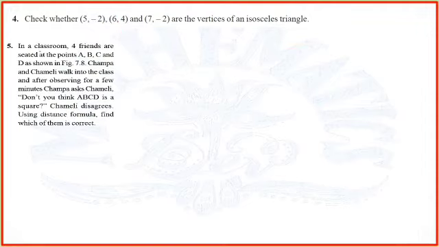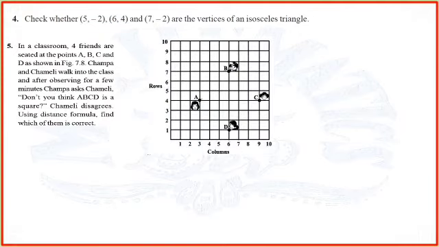Question number 5. In a classroom, 4 friends are seated at the points A, B, C and D. I show you the figure. So friend A is here, friend B is here, friend C is here, and friend D is here. Just check the coordinates: B is at 6 from the x-axis and 7 from the y-axis, so 6 is the value of x and 7 is the value of y. This way you have to check.